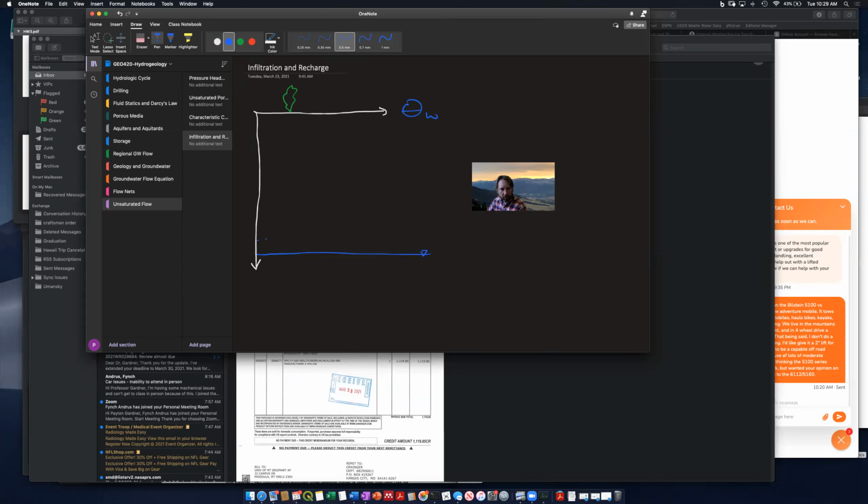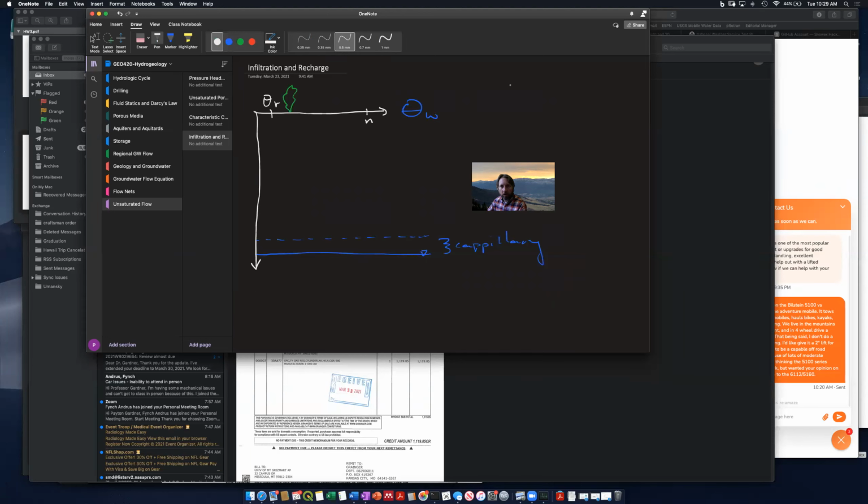And just above it is the capillary fringe, the height of fairly saturated water pulled up by capillarity. And my volumetric water content is going to vary between here. This will be theta sub r, the residual water content, and n, the porosity.